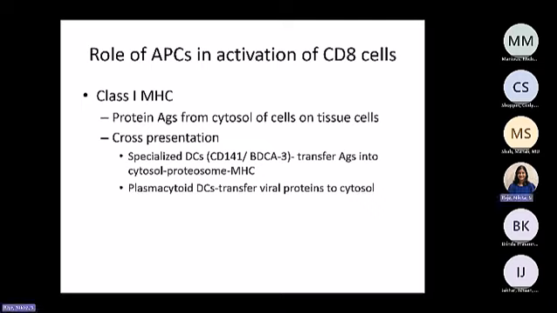Alright, so the role of APCs in activation of CD8 cells. Remember, that's class 1 MHC. We were talking about class 2 MHC interacting with CD4 cells. Here, class 1 MHC uses the protein antigens from the cytoplasm of the cells on the tissue cells. There's also some cross-presentation, which means in the tissues, the class 1 MHC is on all nucleated cells. But some of these APCs also have class 1 MHC on them.